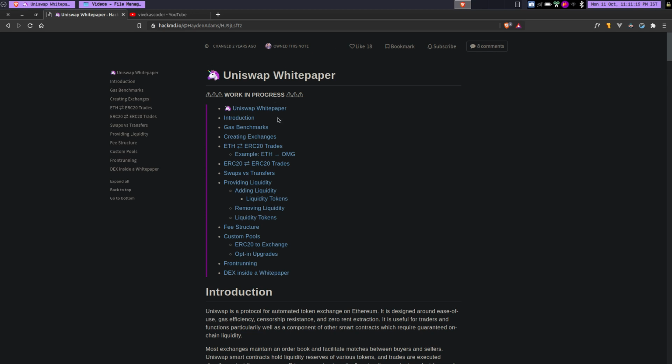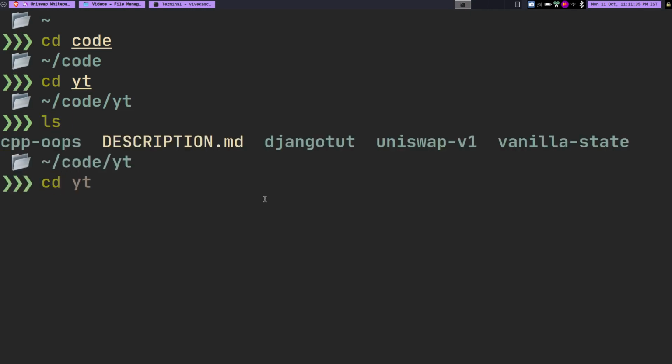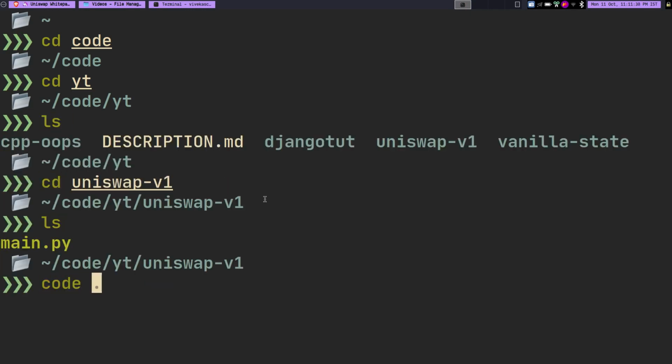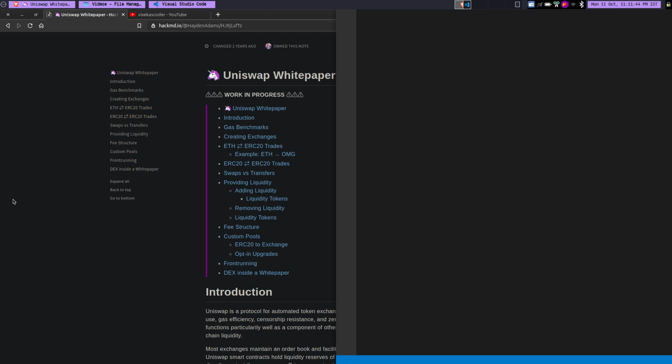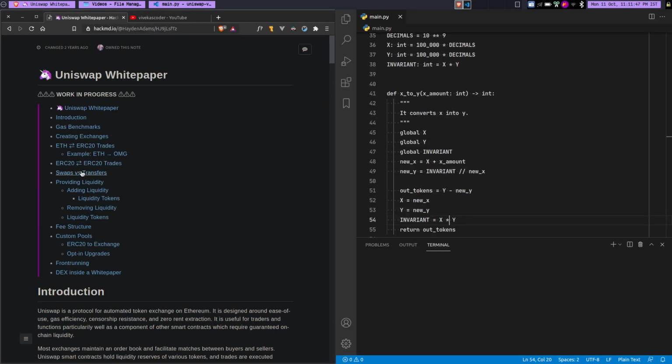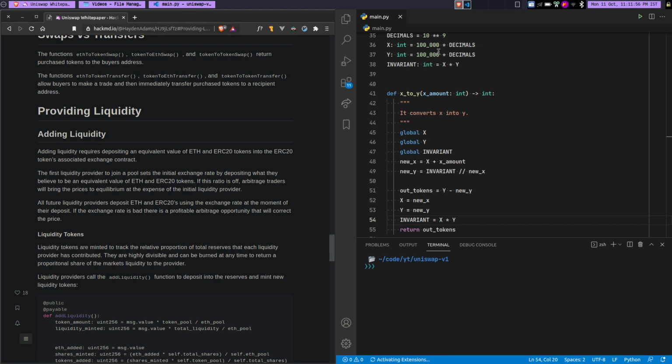In this video, we will be covering the process of adding liquidity and removing liquidity from the pool, and we will see how the concept of LP tokens works. So let's open up a terminal. I must have the previous repository, Uniswap V1, and let's open it in VS Code. We're going to cover this process of adding liquidity. All right, let me just close this.